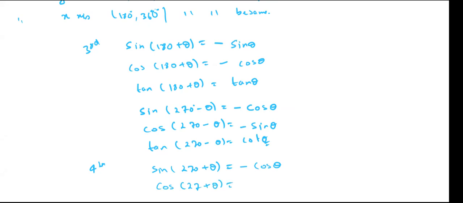Cos 270 plus theta, right? Ab cos kya hai? Fourth quadrant mein. Cos kya ho jayega? Nahin, Tanish, cos, fourth quadrant, cos kya hoga? Positive, negative.